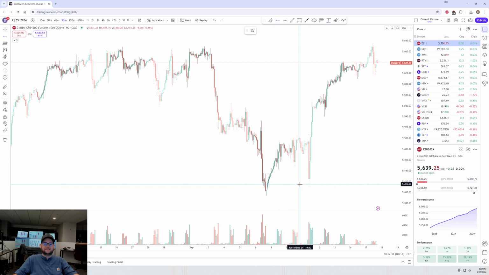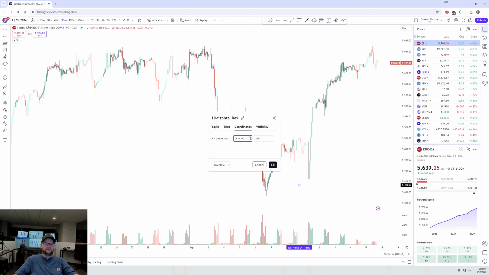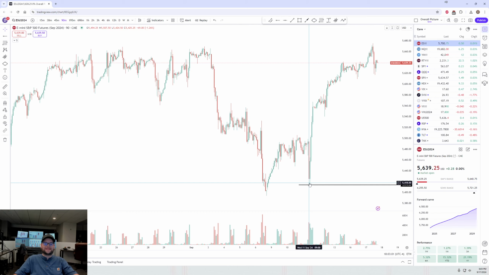I talked about 54.14, which was the 100-day moving average on the cash index of the S&P. You could clearly see that marked almost the dead tick of the low from last week. So it was very, very important and it worked very well.